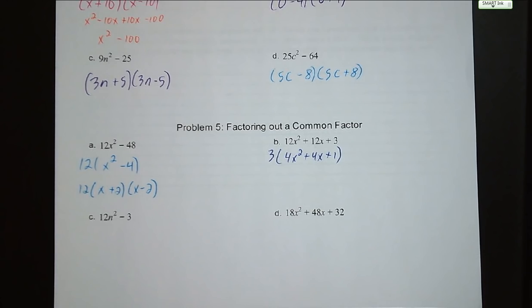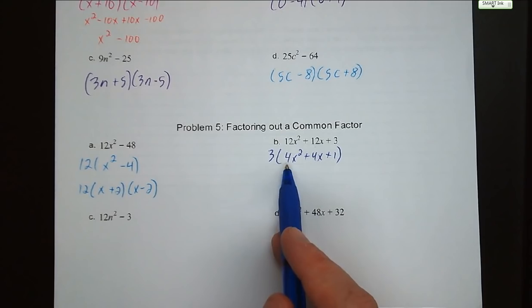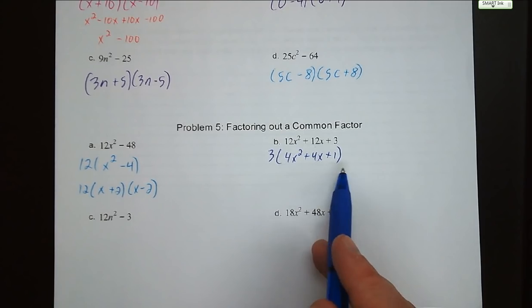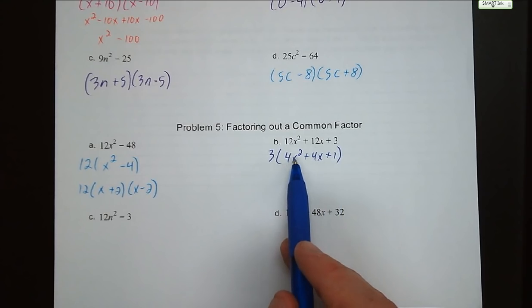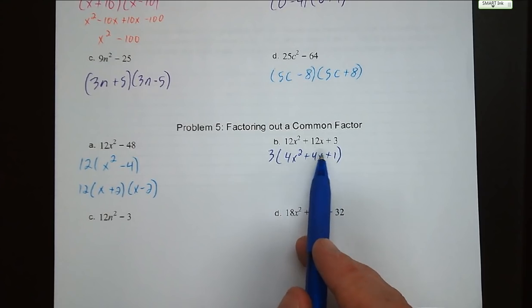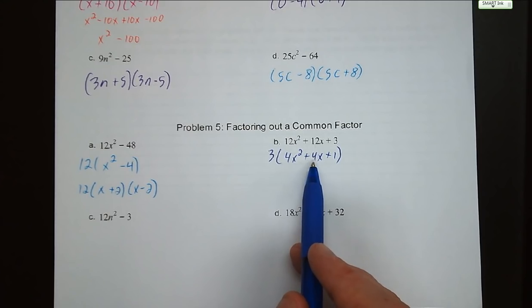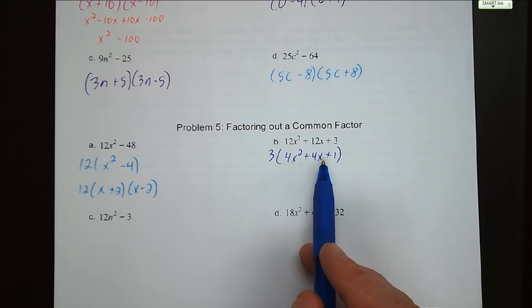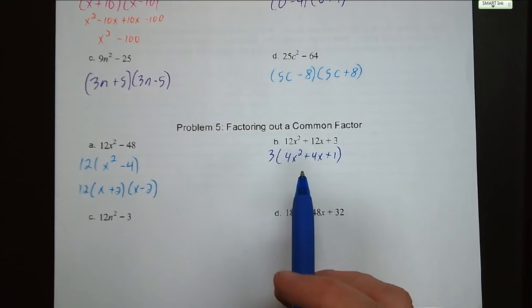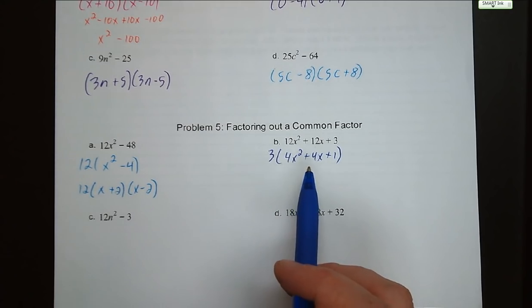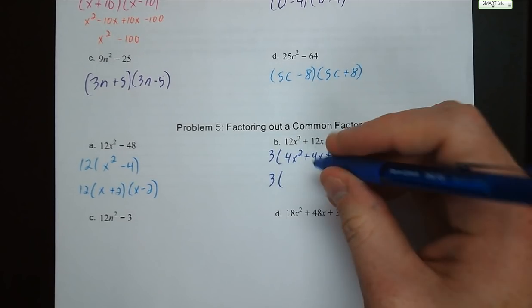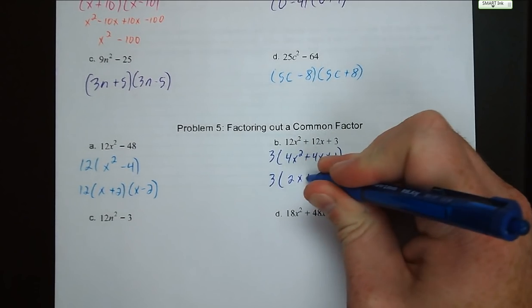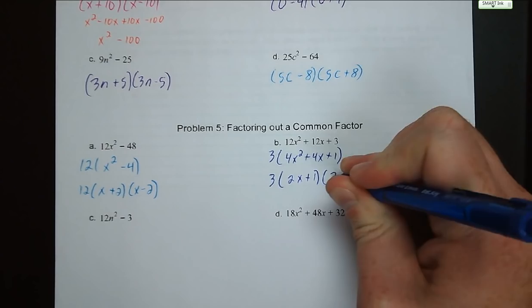And, well, let's look and see. Is this a perfect square? Yes. Is 1 a perfect square? Yes. Is the product of this perfect square and this perfect square times 2 equal to 4x? Yes, it is, because this is 2x, this is 1. 2x times 1 is 2x, times 2 is 4x. All right, so our factored form is 3 times the quantity 2x plus 1, times the quantity 2x plus 1.